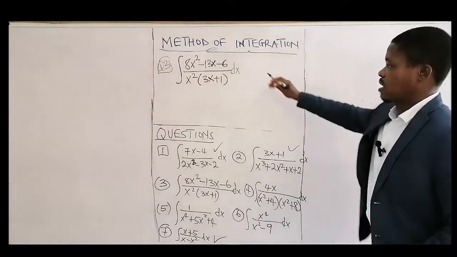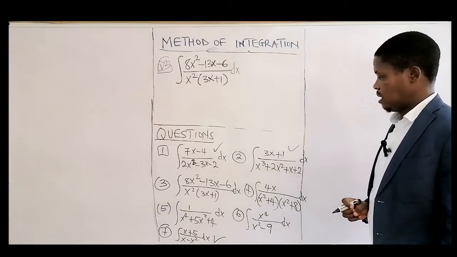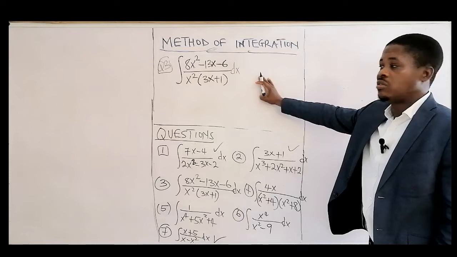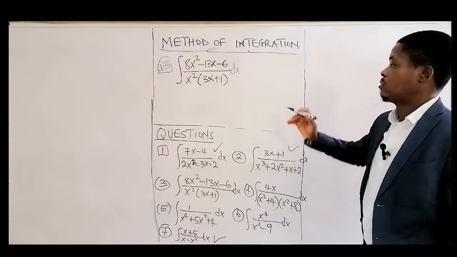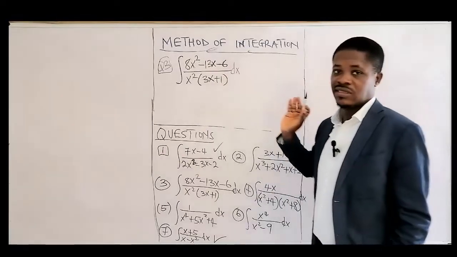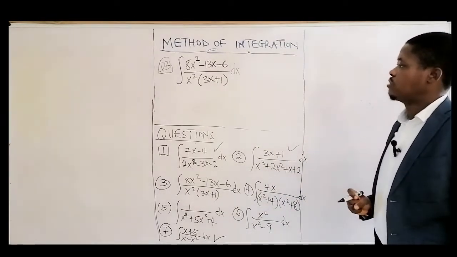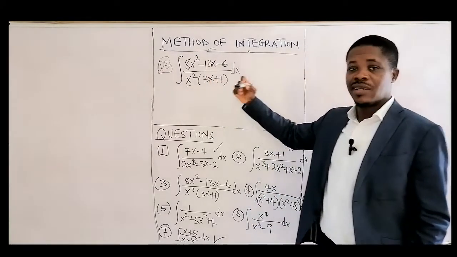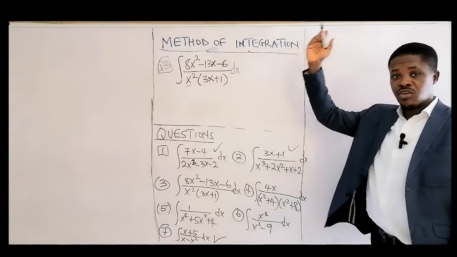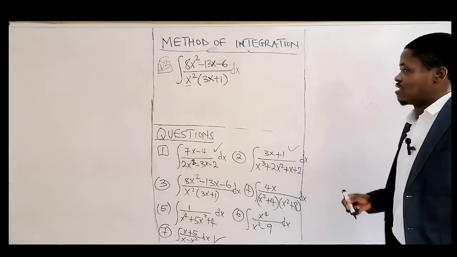Welcome back to the continuation of the previous video. Next question is this. First observation: the degree of the denominator is higher than the numerator. Second observation: you can see this is a repeated factor, x squared. There's a video on all these aspects of partial fractions. Please watch my video on partial fractions.